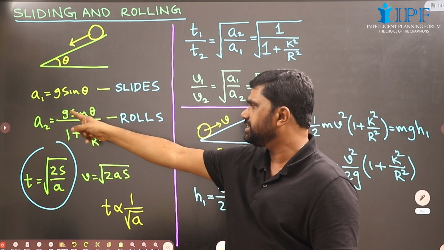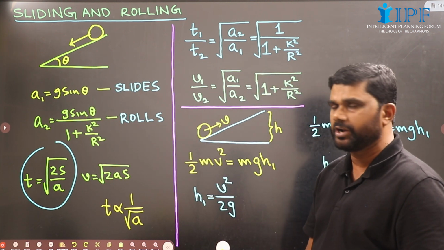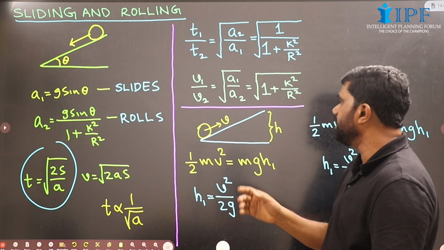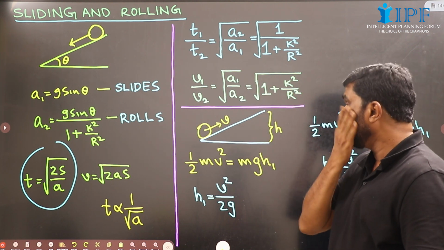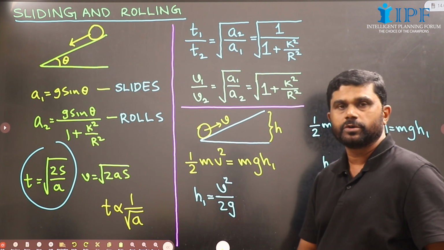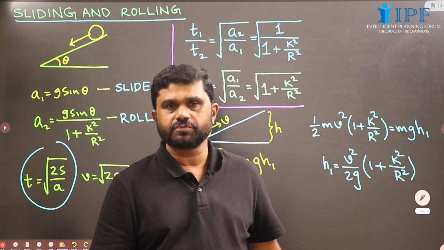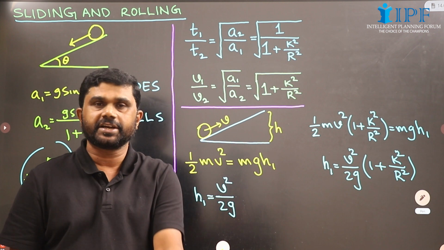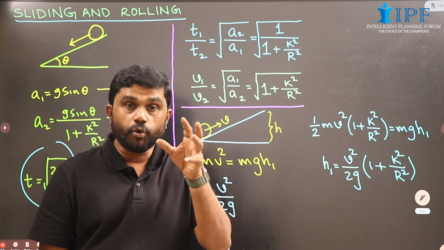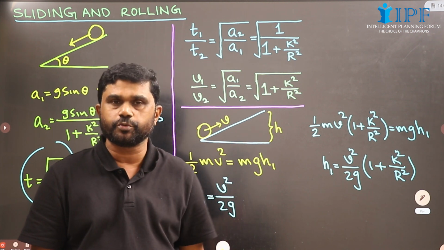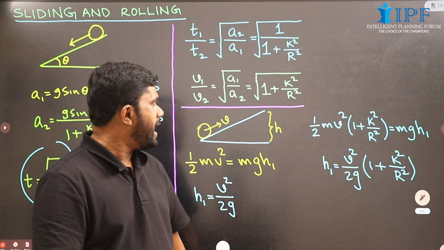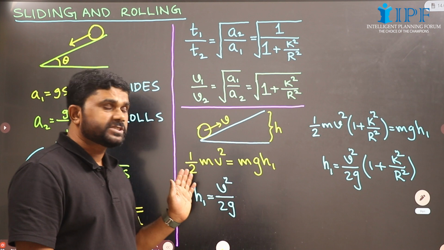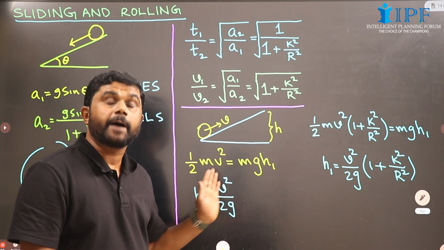Means g sine theta divided by g sine theta divided by 1 plus k square by r square, that will be under root 1 plus k square by r square. Now see this k square by r square: we know for ring and hollow cylinder it is 1. For disc and solid cylinder it is 1 by 2. For a hollow sphere or spherical shell it is 2 by 3. For a solid sphere it is 2 by 5.